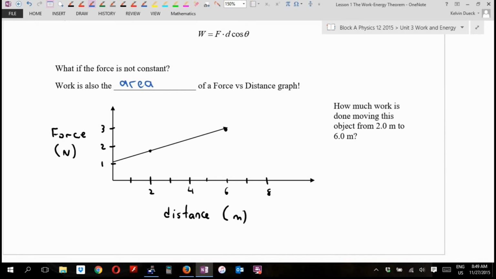You know when I use that? When there's a force versus distance graph. In other words, if they say how much work, I say to myself, did they give me a force? Did they give me a distance? No, they didn't. Did they give me a force versus distance graph? Okay, I'm going to use the area under the graph.